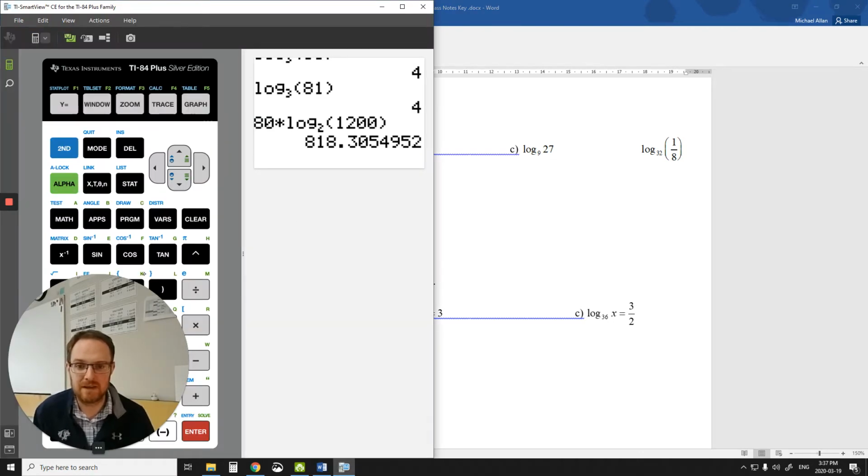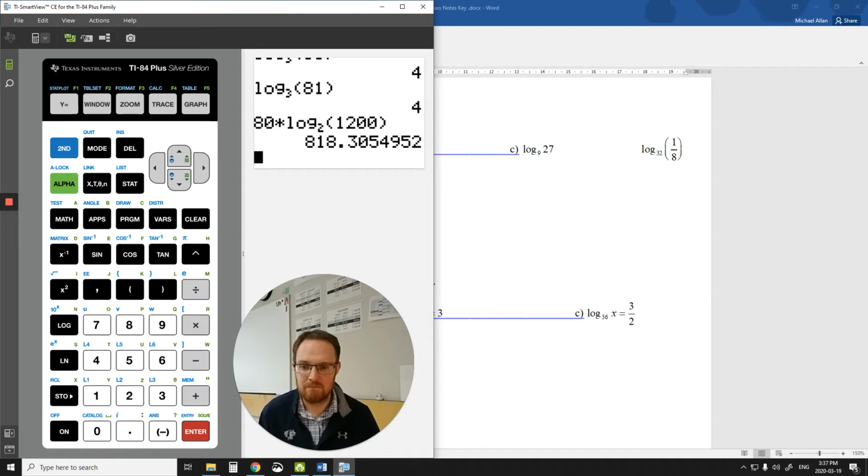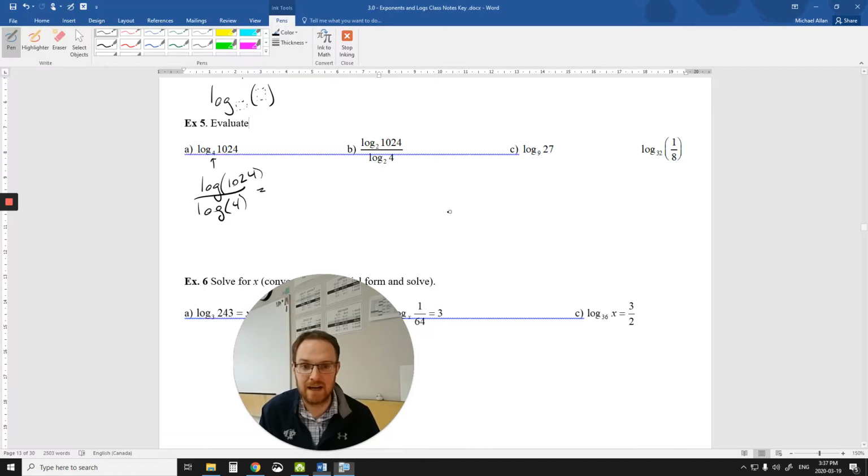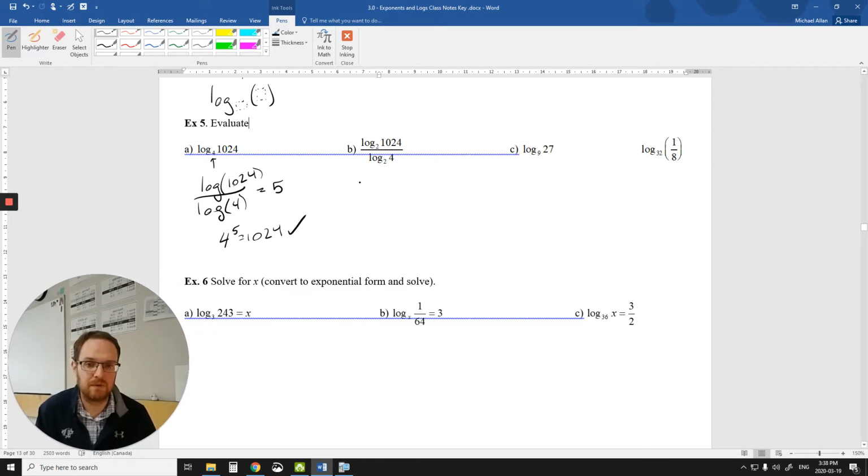So I can go here in my calculator and say, okay, log 1024. I'll show you what number it looks like. Not very nice, but if I divide that by log 4, it ends up being exactly 5. Which is just saying, okay, 4 to the power of 5 is 1024, which we should know is one of the mathematical truths.